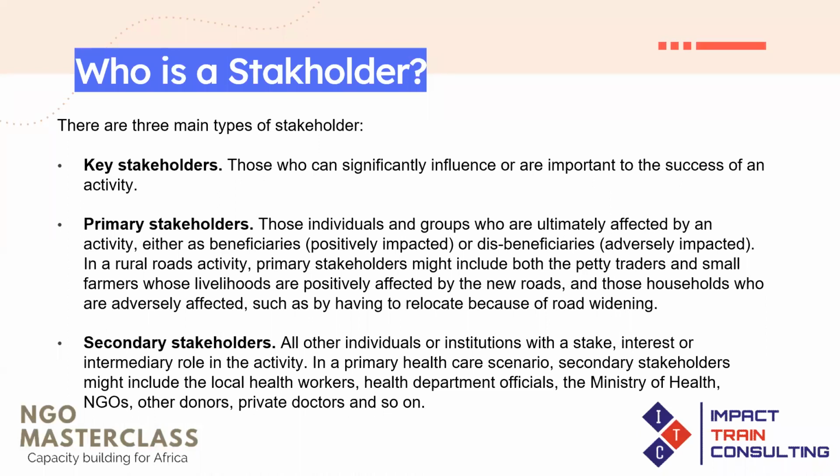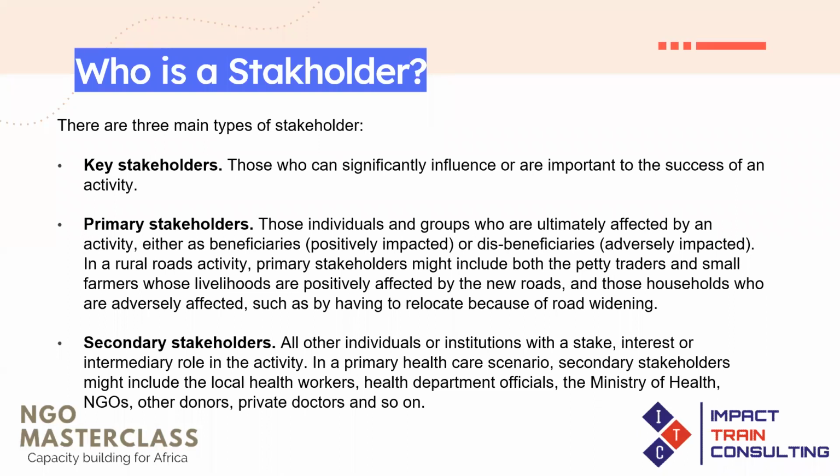Now, you would also have what we call primary stakeholders. So these are the individuals or groups who are ultimately affected by an activity. So they can be your beneficiaries, okay? The affected population, people who are going to benefit from the project directly, people who you are carrying out the activity for, and people who you are going to deliver the results for. They are the beneficiaries of the project. Or they could also be people who may be adversely impacted as a result of that project being carried out. They are primary stakeholders.